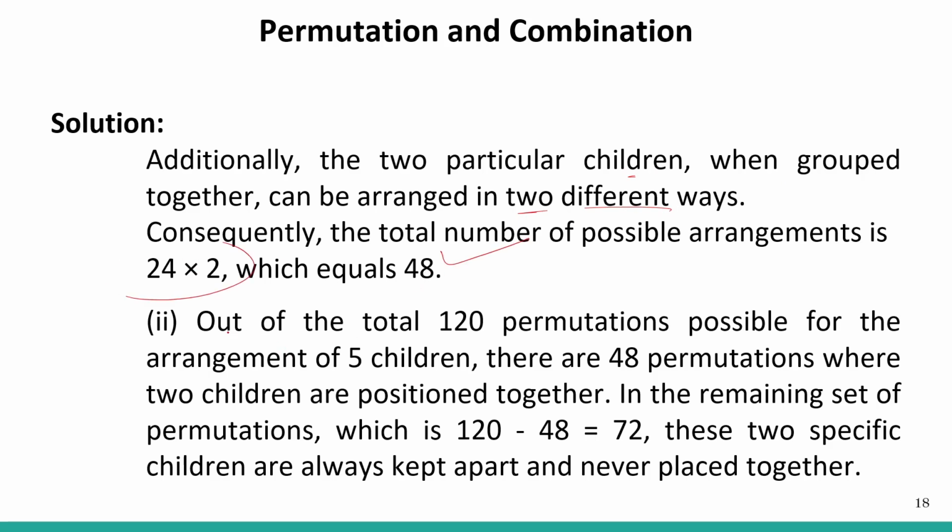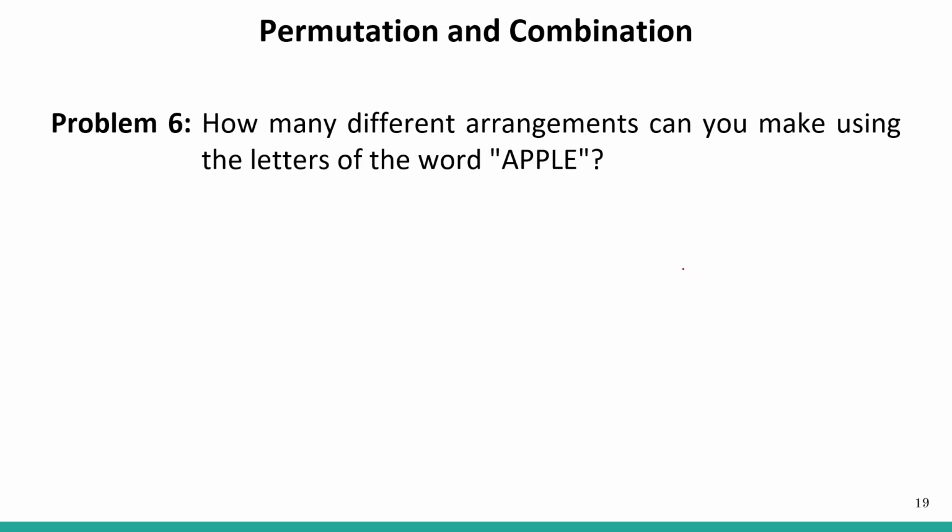Now let's see the second option. Out of the total 120 permutations possible for the arrangement of 5 children, there are 48 permutations where the two children are positioned together. So the remaining are those where they are not positioned together at all. So it will be 120 minus 48, that is 72. 72 will be the correct answer. So let's go forward and see problem number 6.